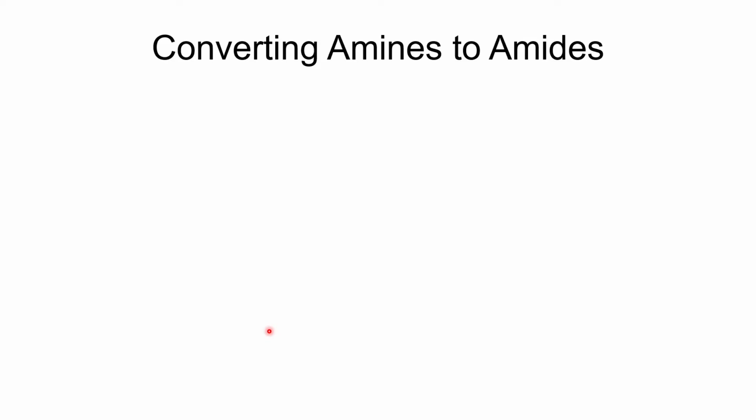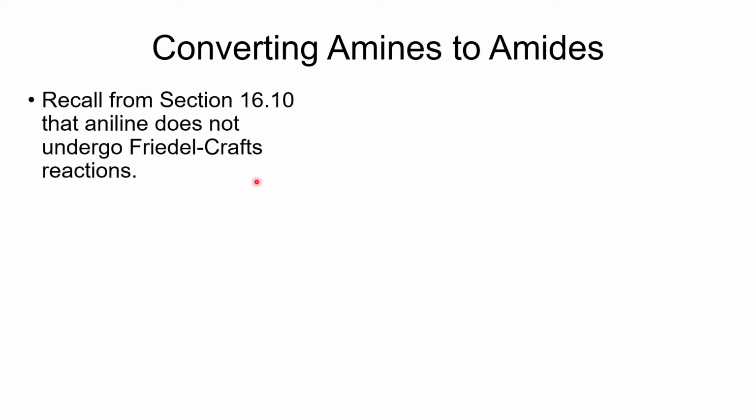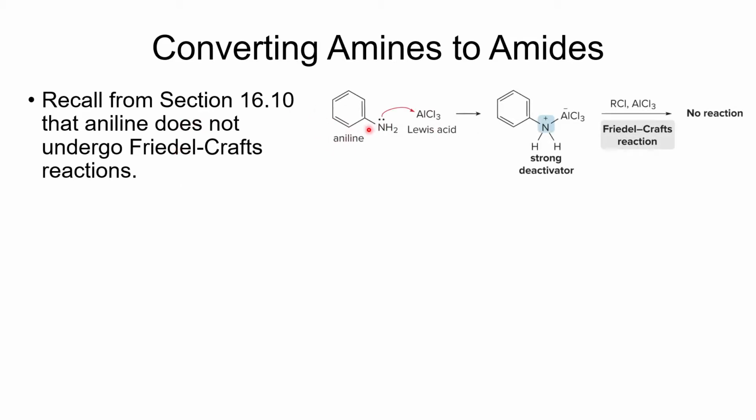We can also use amides as a protecting group. If you go back to chapter 16 and look at when we talked about Friedel-Crafts alkylation and acylation, if we attempt to do a Friedel-Crafts alkylation on our strongest activating group, which is aniline, we're going to find that the lone pair of electrons on the nitrogen is such a strong Lewis base that it will react with the aluminum chloride, which is a pretty strong Lewis acid, to form this salt.